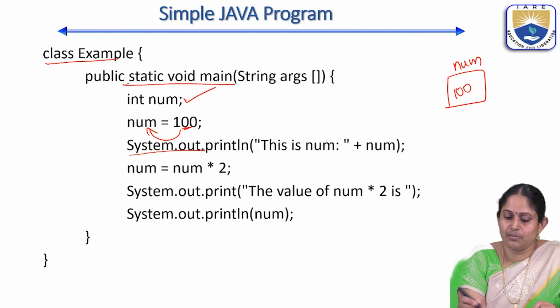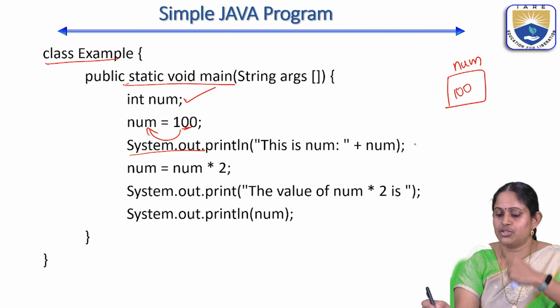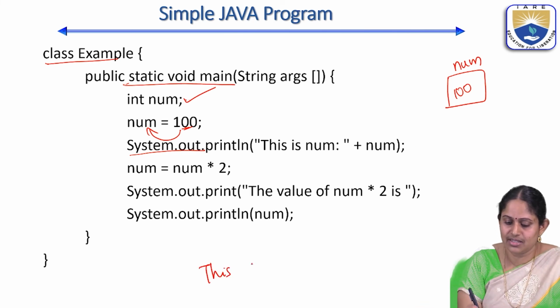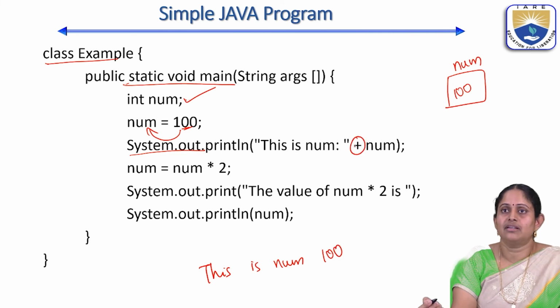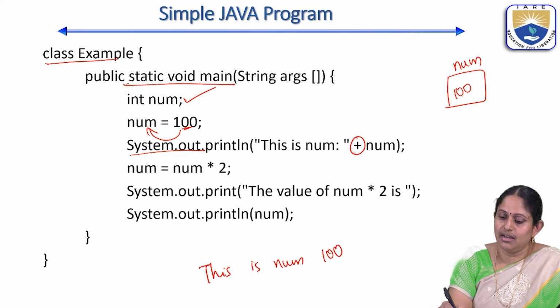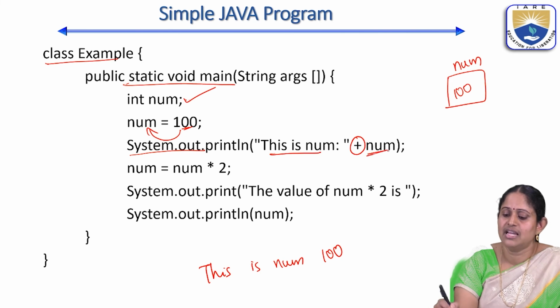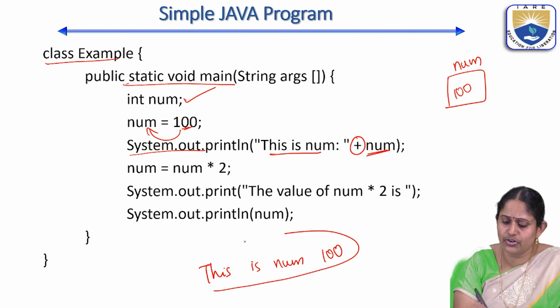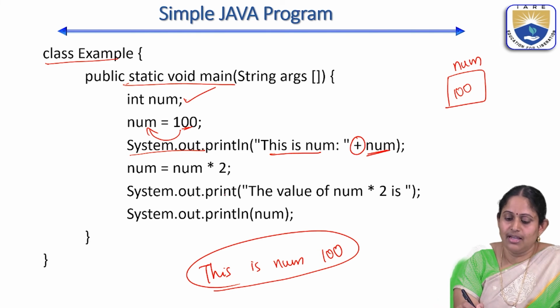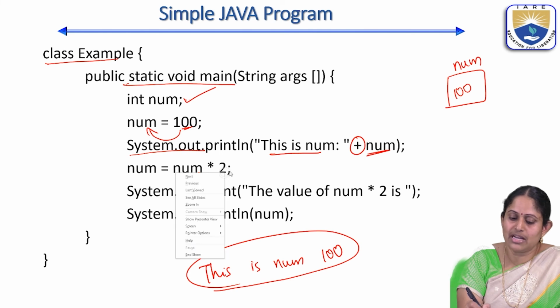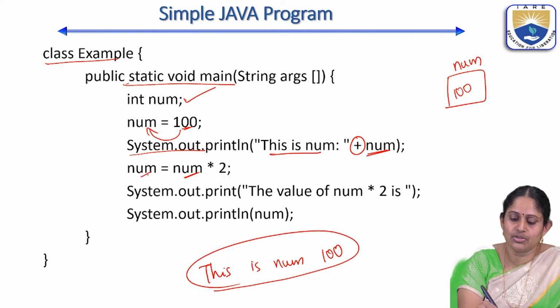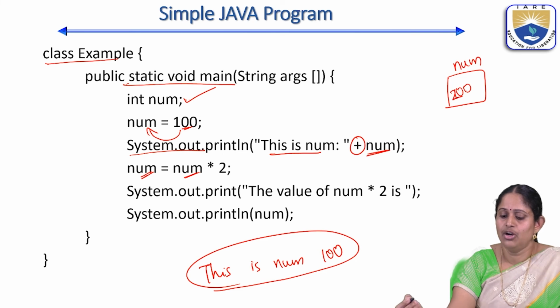Then we print this statement to the output, so you will get "this is num 100". The plus operator is used here to concatenate. In this case, it acts as a concatenation operator, so it will concatenate this string and this integer, and you will get the full string. Then we retrieve the value num, multiply it by 2, and store that into num again. So now the num value will become 200.